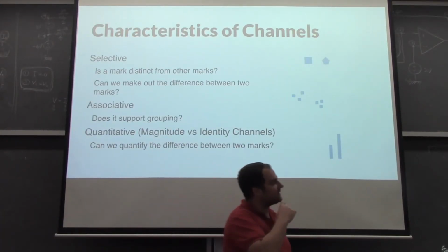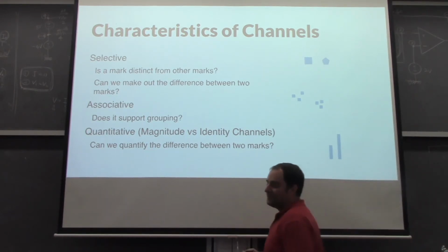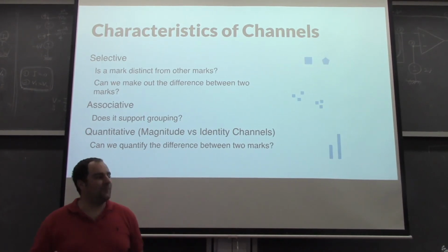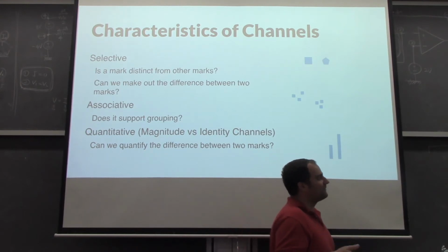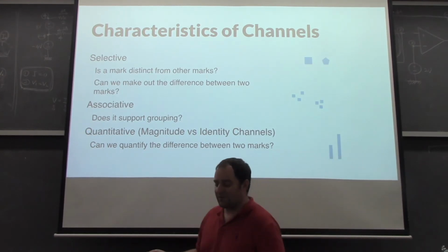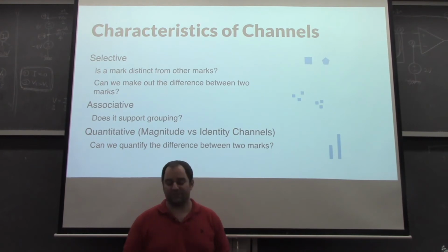So let's think a little bit more formally about the characteristics of these channels. So what can we say about those channels? We can say, are they selective? Can we easily distinguish marks from each other? So for example, if there's only a slight variation, if we use a specific channel, can we actually tell the difference?